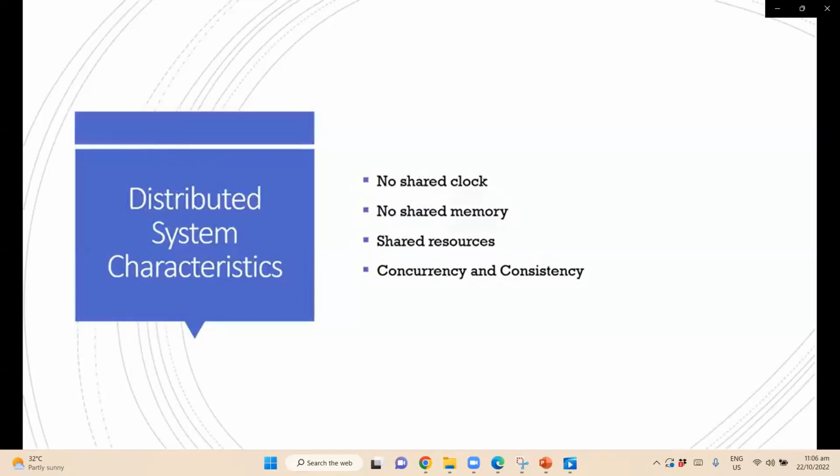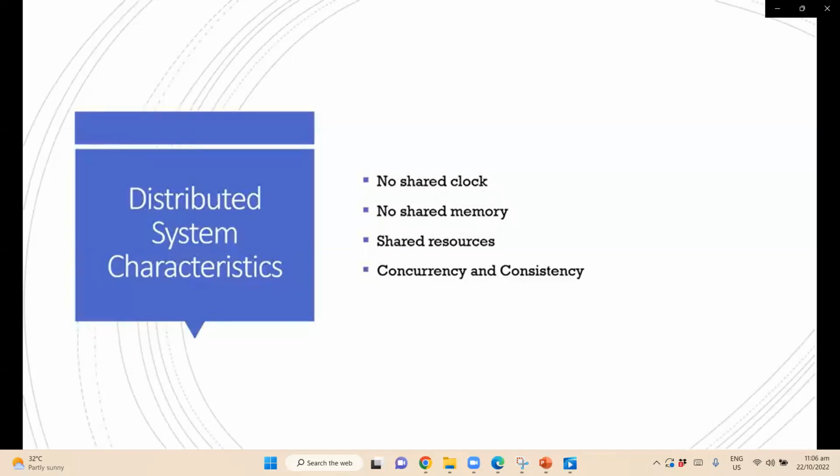No shared memory is pretty obvious. Each node or server in your system is going to have its own RAM, its own storage. So if it needs data from somewhere else, it's going to have to request that from the part of the system that does have it. Resource sharing goes in line with that, which is that anything in your distributed system should be able to be shared between nodes on the system. So that could be hardware, software, or data.